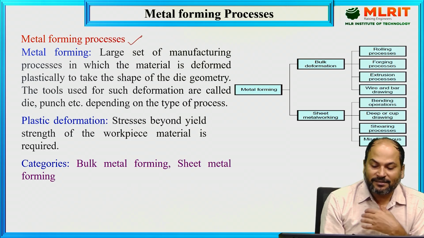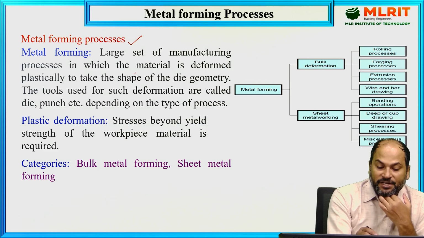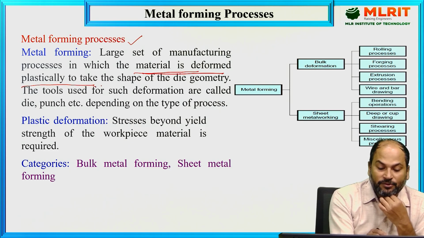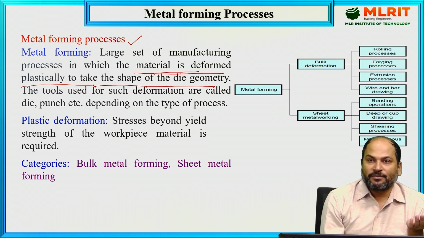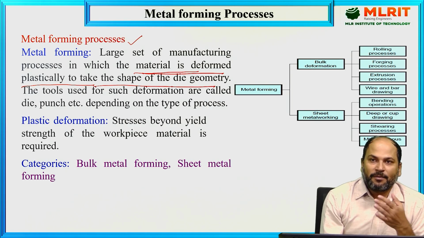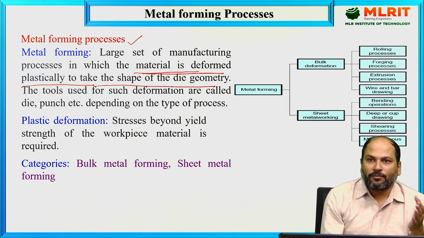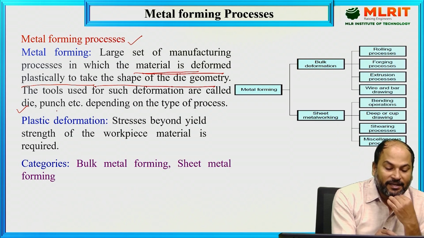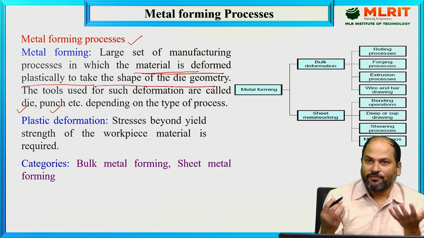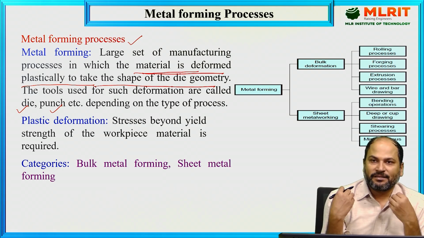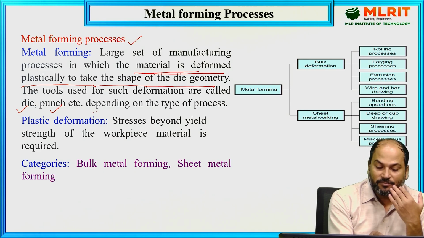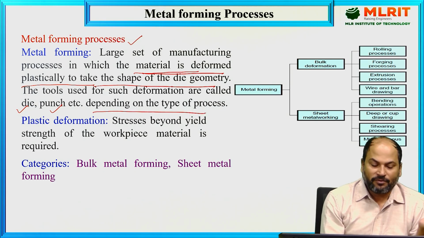So what is this? It is a large set of manufacturing processes in which the material, this is important, is deformed plastically to take the shape of the geometry. Whatever our requirements are, accordingly our geometry will be there. For example, a die will be there. We will apply the force, and the material will be plastically deformed and take the shape of that die. Tools used for such deformation are called die or punch. Die means the shape that we want, just like a mold, and punch is the means through which we apply the force to change the shape, depending upon the type of process, of course. Different processes are there. One by one, we'll see.